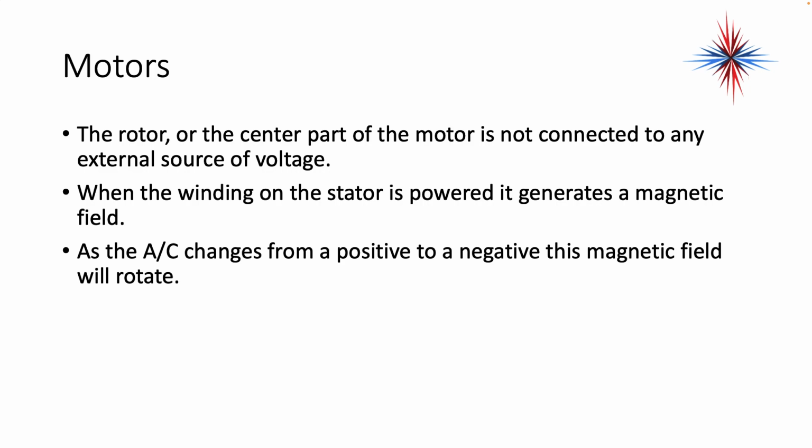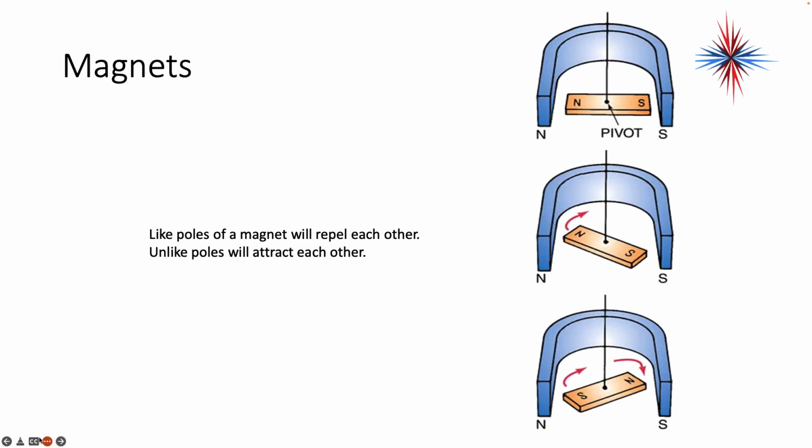The rotor, or the center part of the motor, is not connected to any external source of voltage. When the winding on the stator is powered, it generates a magnetic field. As the AC changes from positive to negative, this magnetic field will rotate. When we take a look at a magnetic field, we put a magnet in the center. Like poles of a magnet repel each other. So if I have a north and north together and a south to south together on a magnet that can pivot, it's going to try to push away from each other. So it's going to rotate.